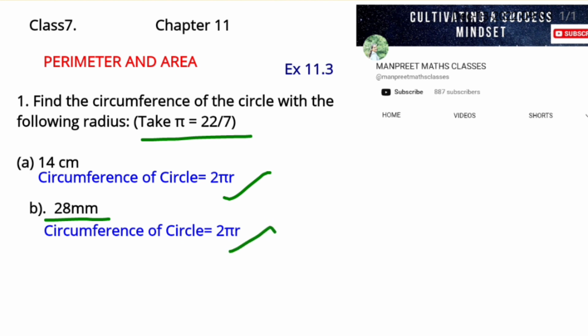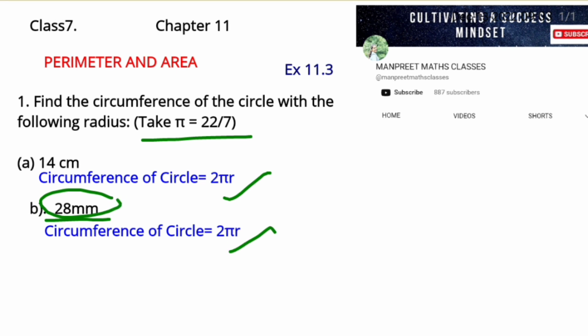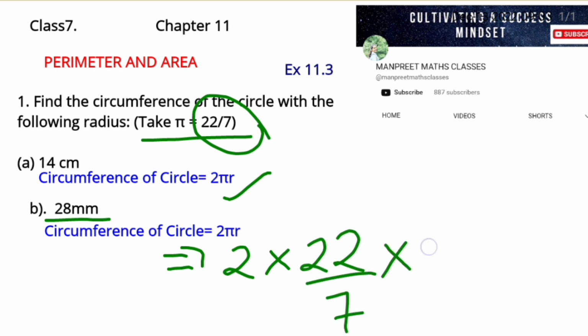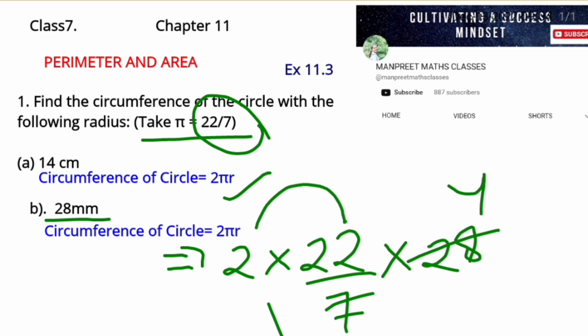Now r is given to us, 28 millimeters. So we'll put it in the formula. 2 into, in place of pi they are asking us to write 22 upon 7, into r, which is given to us, 28. So 7 1s are 7, 7 4s are 28. Now when you multiply 2 into 22 and the answer with 4, you will get your circumference.